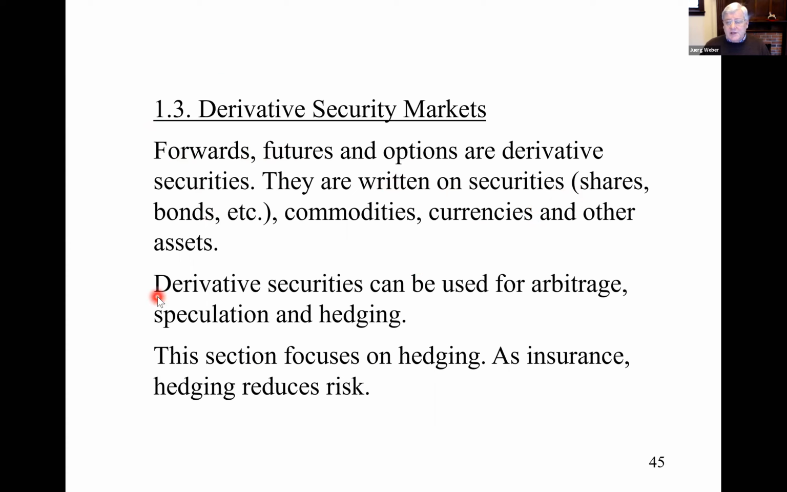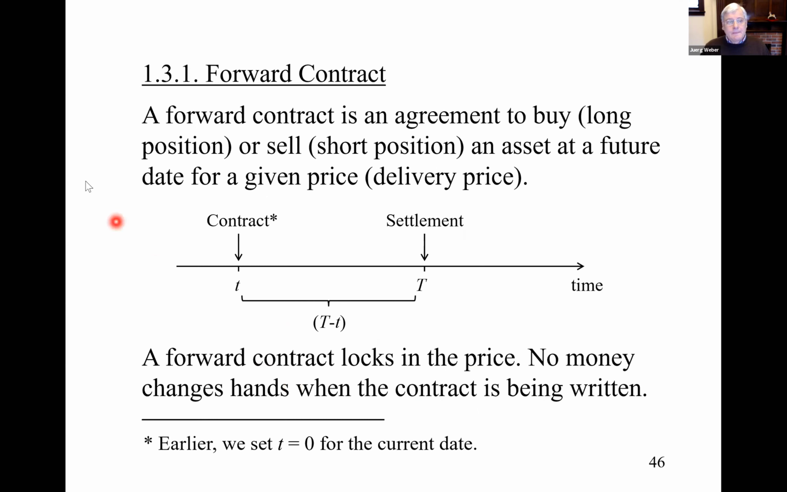You can use derivatives for arbitrage, speculation, and hedging, and we will discuss this in this and the next lecture. But we will mostly focus on hedging, because hedging is similar to insurance. Hedging reduces the risk. So let's begin with a forward contract.